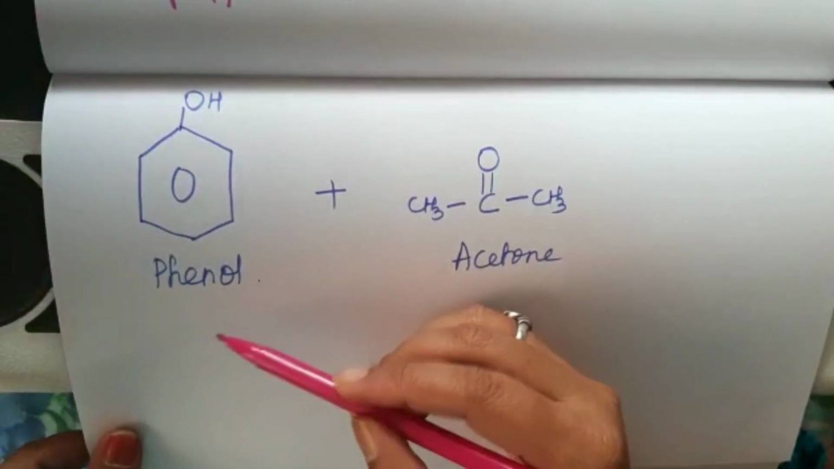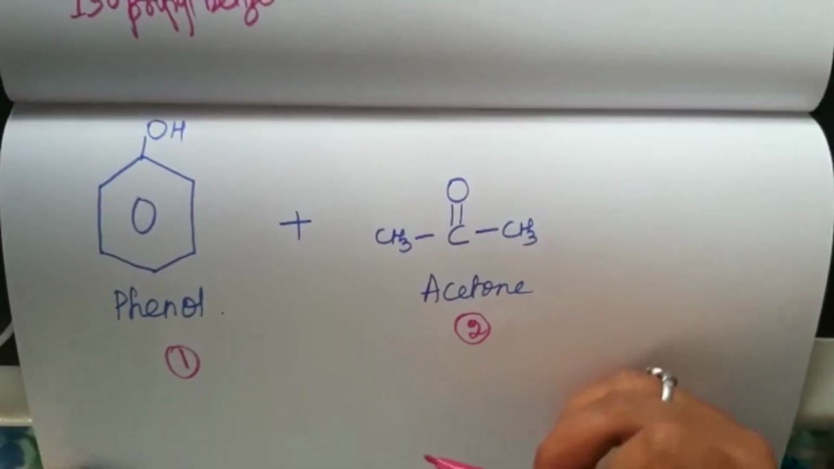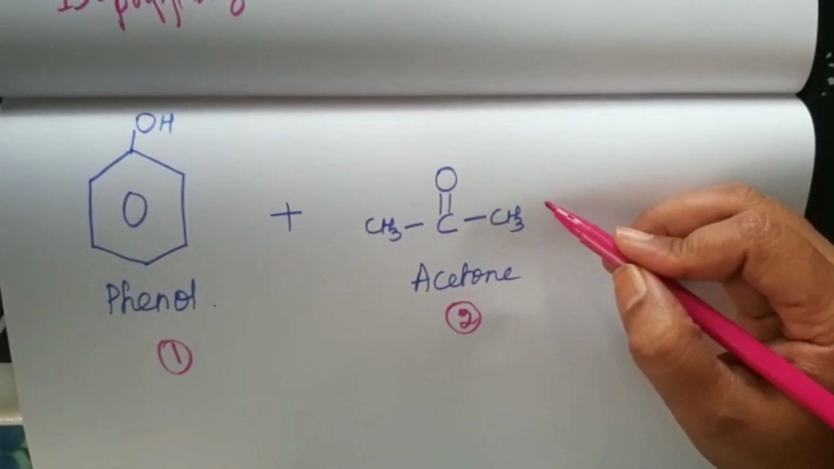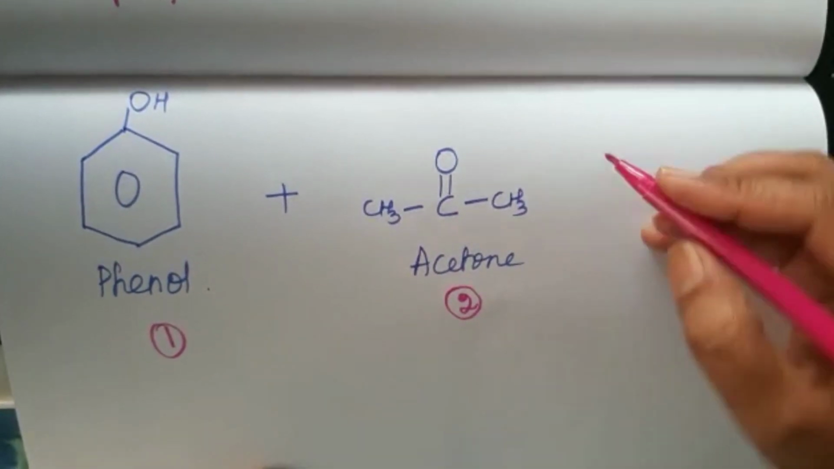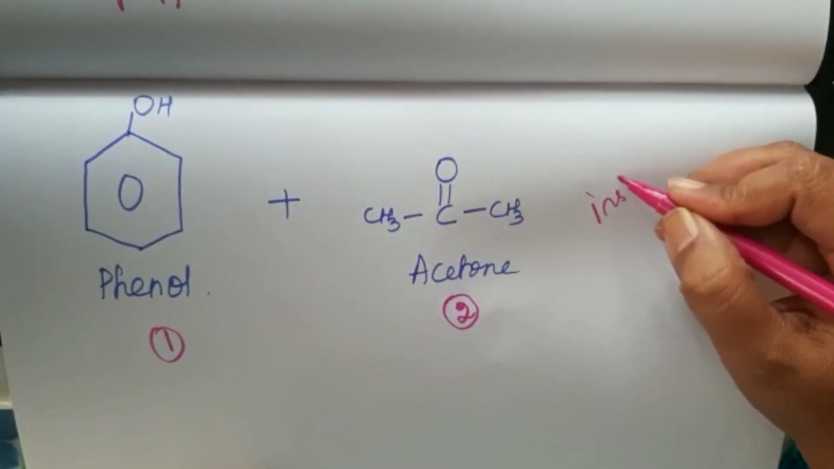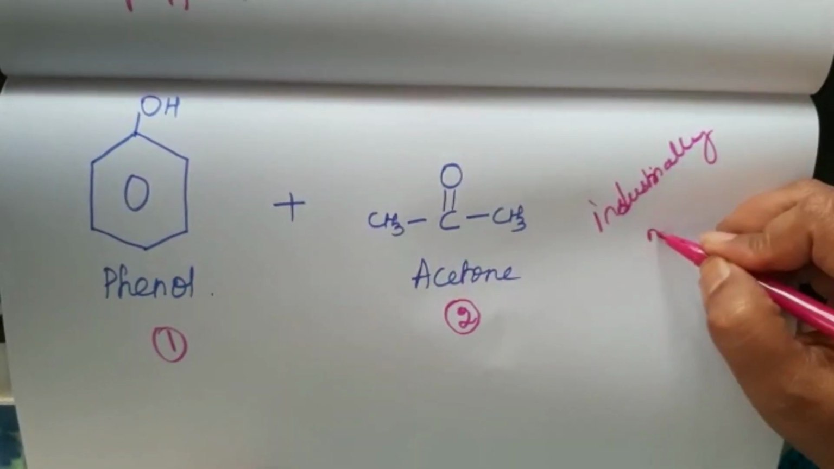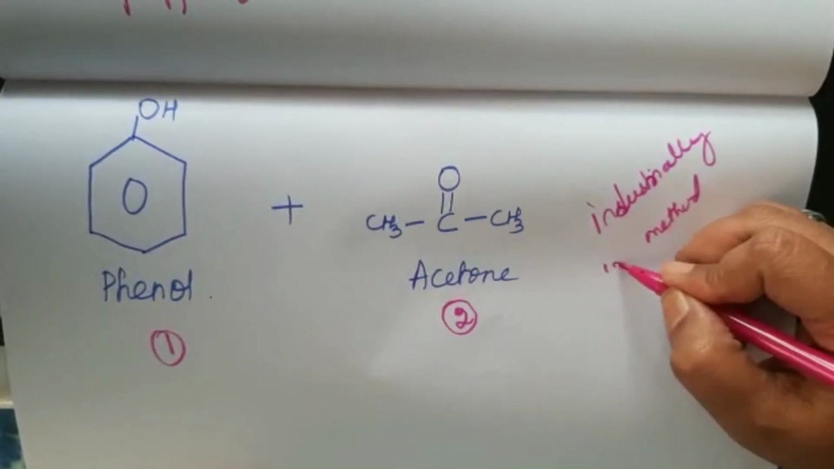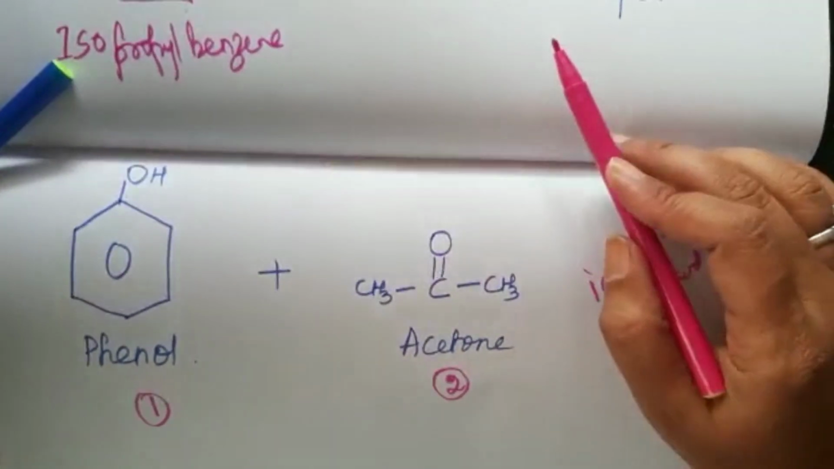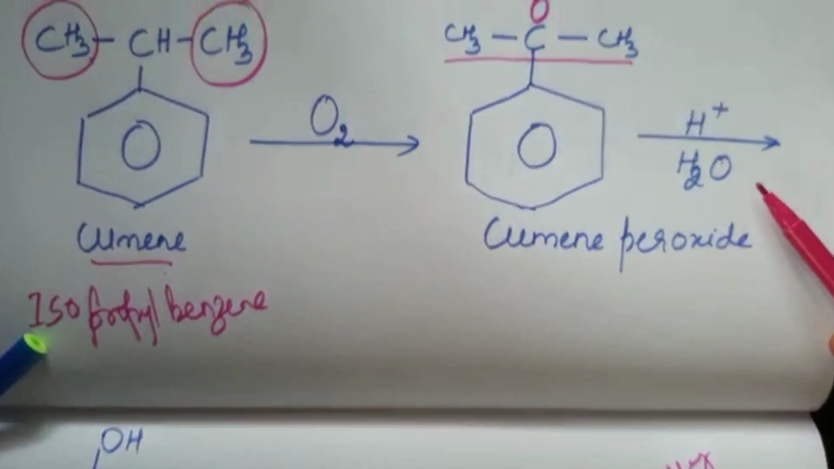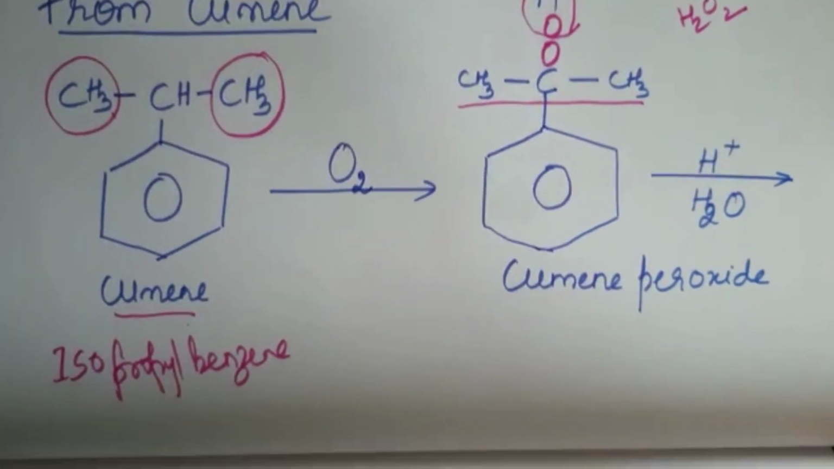In one shot we are getting 2 products. One is phenol and the other one is acetone. You know about acetone. It is used as nail polish remover. So I get 2 different compounds. Therefore industrially it is a very important method. So what is cumene? Cumene is isopropyl benzene. On oxidation it gives cumene peroxide, which on acid hydrolysis gives us phenol along with acetone.